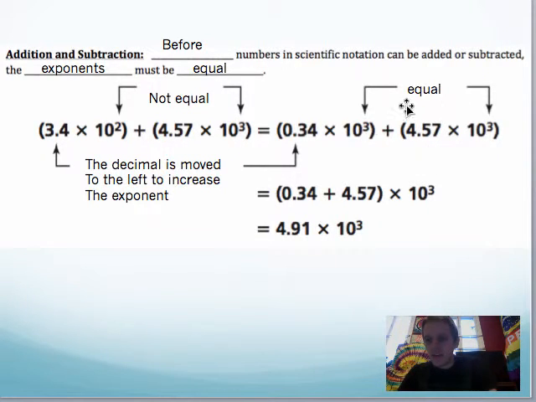Now we have our equal powers, 10 to the third. All you need to do is add those coefficients. So 0.34 plus 4.57 gives us our simplified answer of 4.91 times 10 to the third power. That's basically how we add two numbers in scientific notation.